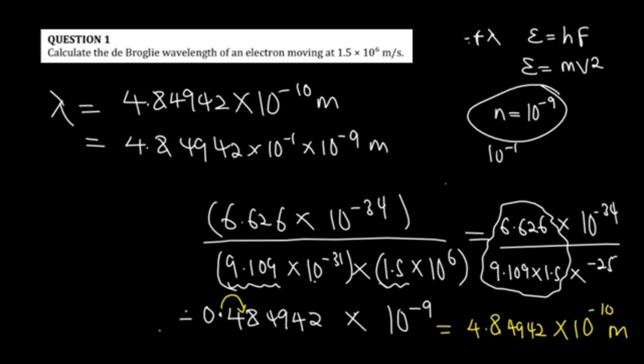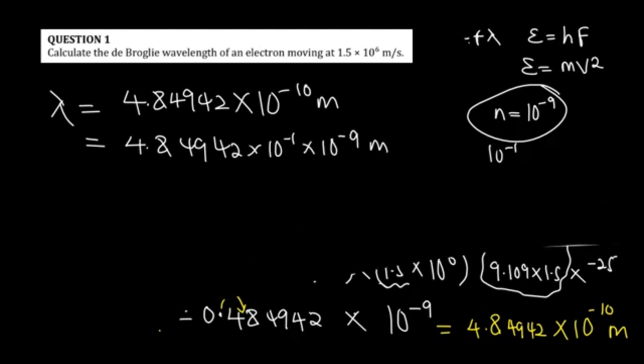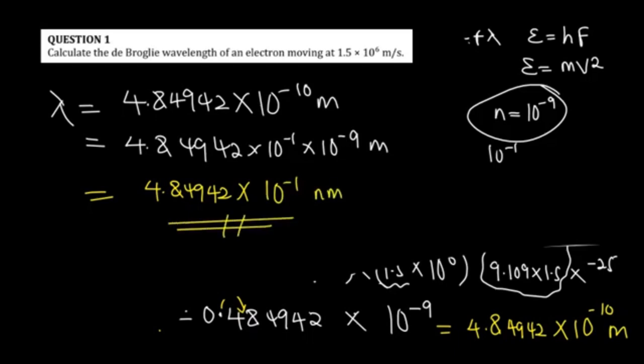Now this 10 to the power minus 9 is the same as a nano. I'm converting this to nanometers, so it will just be 4.84942 times 10 to the power minus 1 nanometers. So this is my wavelength here. Okay, so we are done with question 1.